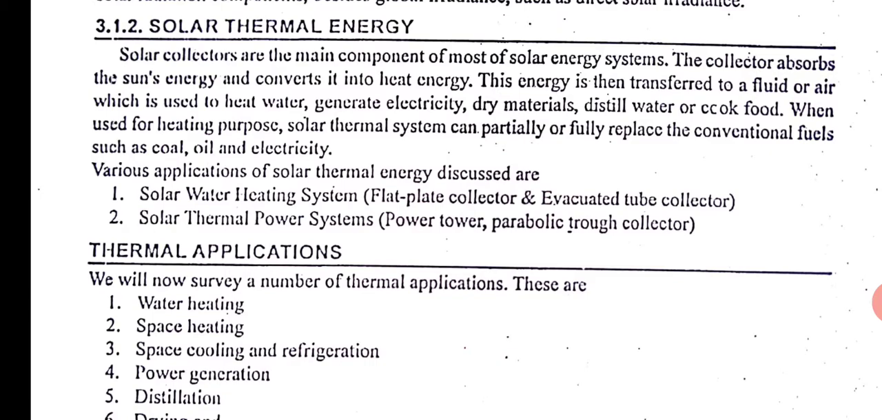This energy is then transferred to a fluid or air, which is used to heat water, generate electricity, dry materials, distill water, or cook food. So this thermal energy, heat energy, collected by the solar collectors has various applications: to heat water, to generate electricity, to dry materials, especially raisins and grapes, which are dried to make raisins.